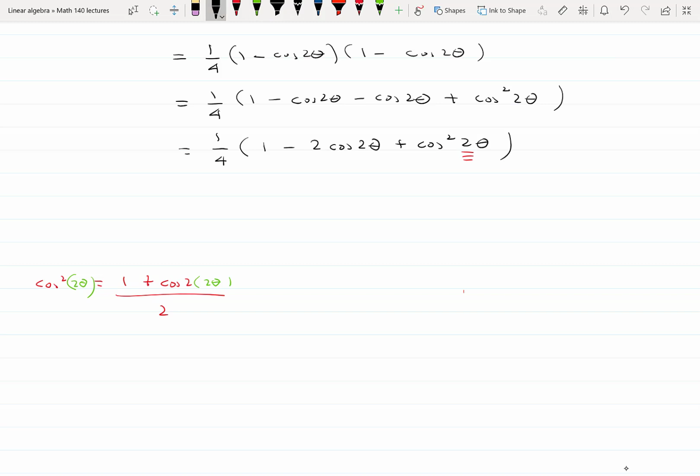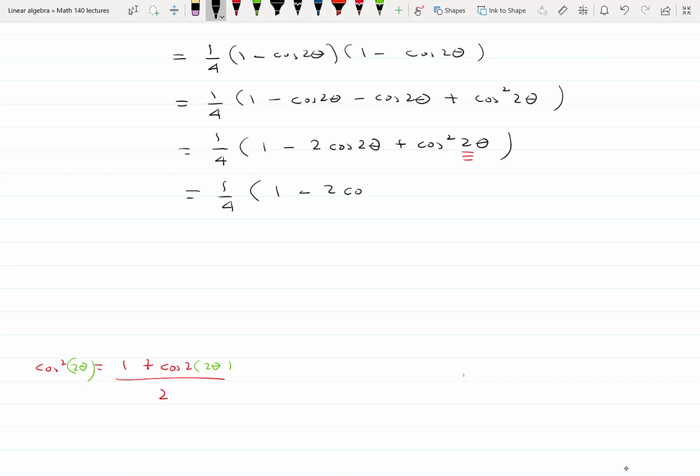Okay, so let's go back up to our identity. So this equals 1/4 times 1 minus 2 cosine 2 theta plus cosine squared 2 theta, which is 1 plus cosine of 4 theta over 2. If I replace theta with 2 theta on the left, I have to replace theta with 2 theta on the right. It gives me, on the right, 2 times 2 theta is 4 theta.